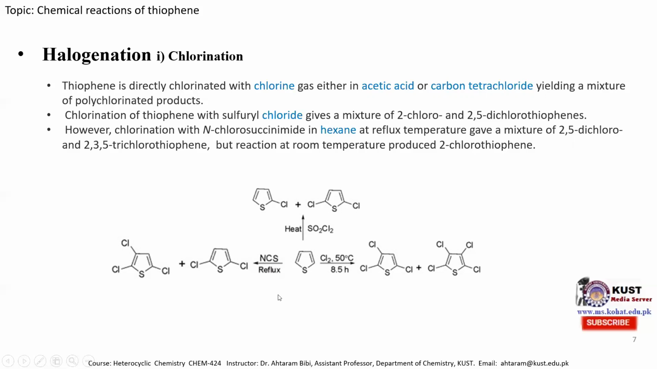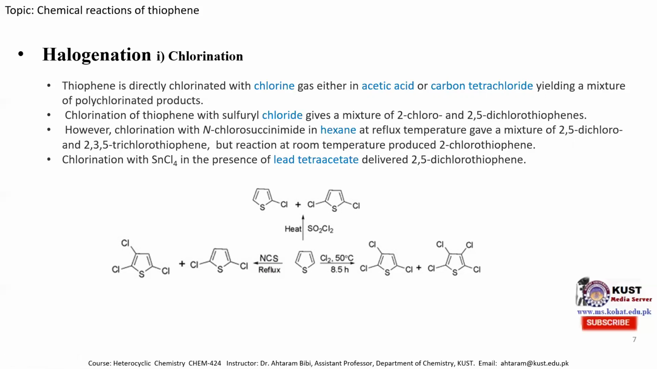So if we want to obtain only one product, 2-chlorothiophene, then we will perform the reaction of thiophene with N-chlorosuccinimide at room temperature. Chlorination with tin tetrachloride in the presence of lead tetraacetate produces 2,5-dichlorothiophene. If we want a single product, the 2,5-dichlorothiophene molecule, then we will treat the thiophene molecule with tin tetrachloride in the presence of lead tetraacetate to produce a single product.